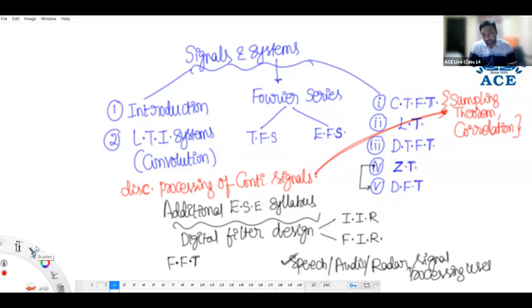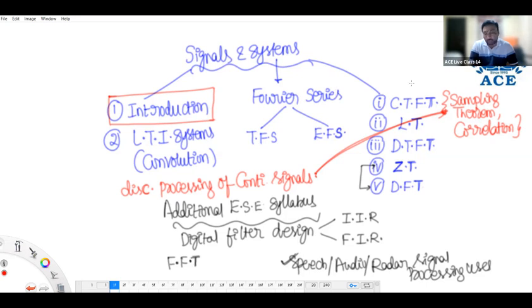See, sir, in these topics, the basics of the entire subject we are developing in the first chapter only. For example, we are learning a concept called energy and power signals. That concept again we require in Fourier transform. Another topic, like periodic and non-periodic functions, we require in Fourier series. All the fundamentals of the subject we are going to develop in the first chapter only.